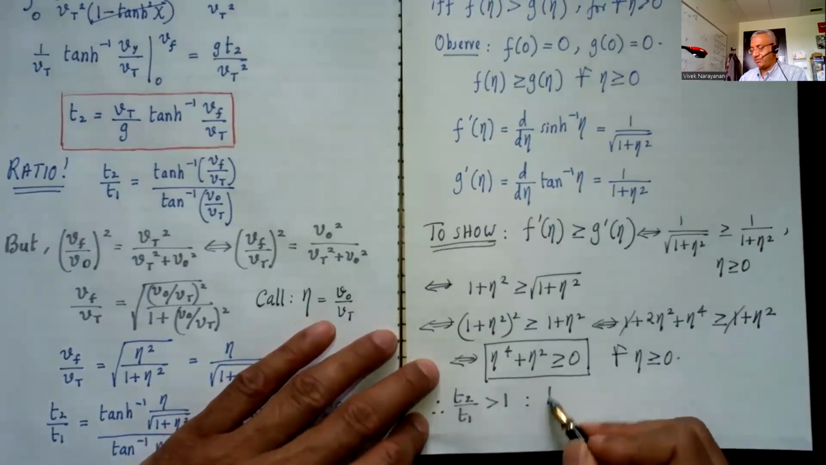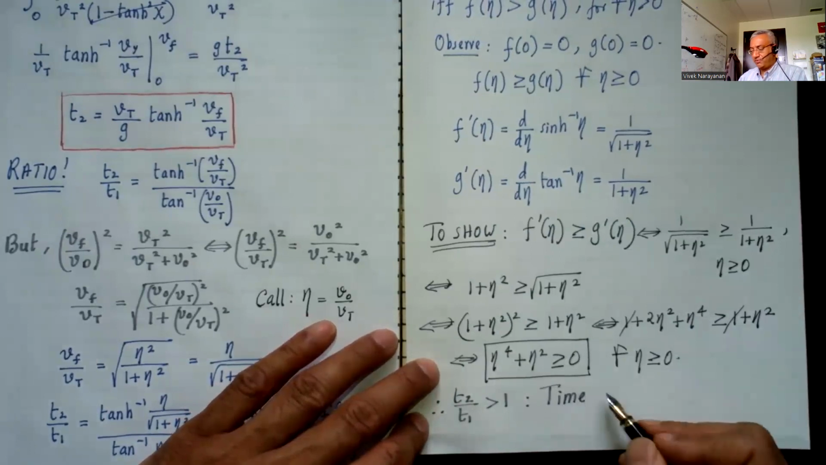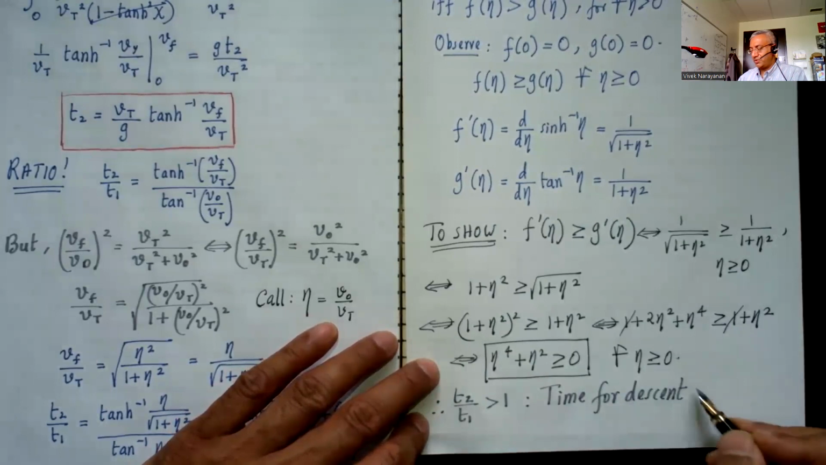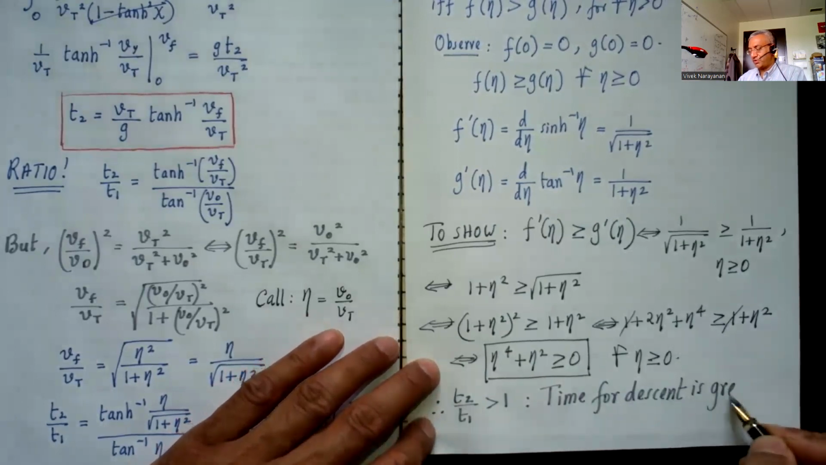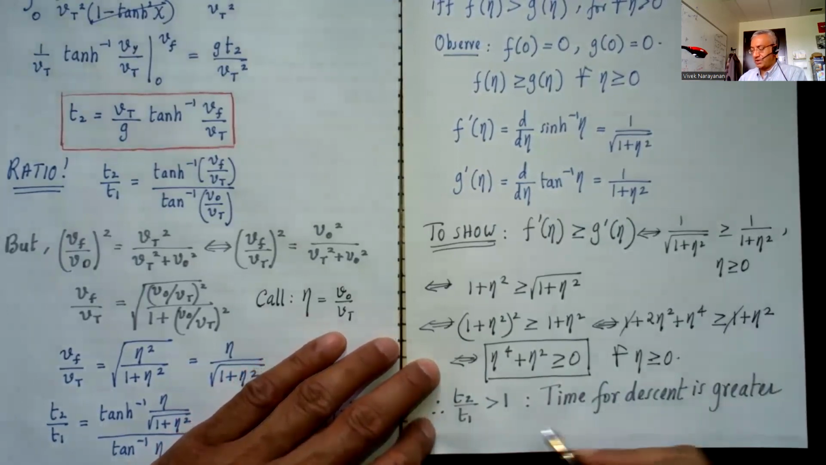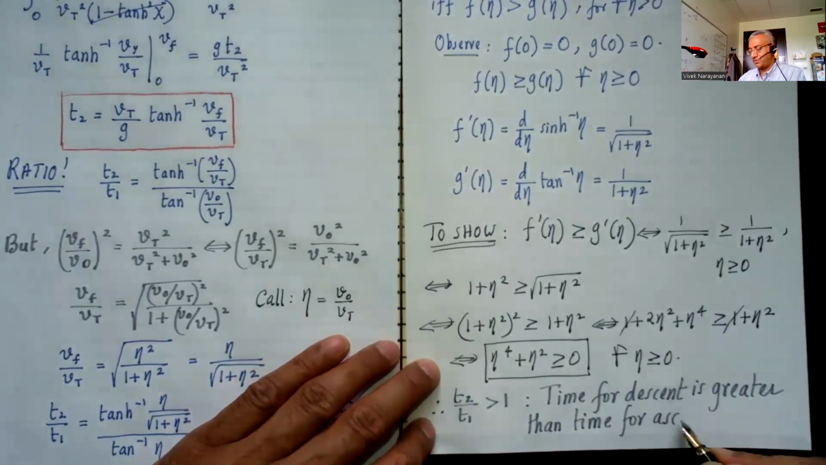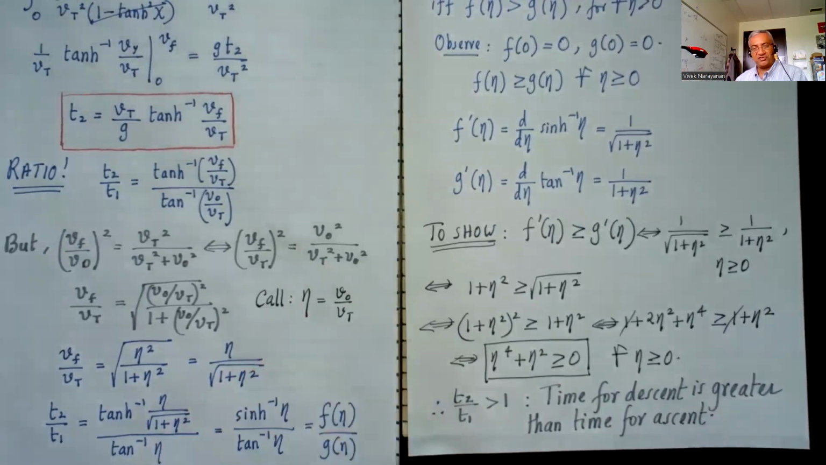And so the time for descent is greater than the time for ascent. Verify this next time you throw a ball up in the air. Actually time the time it takes to go up and the time it takes to come down. You'll find that the time it takes to come down is always going to be a little bit more.